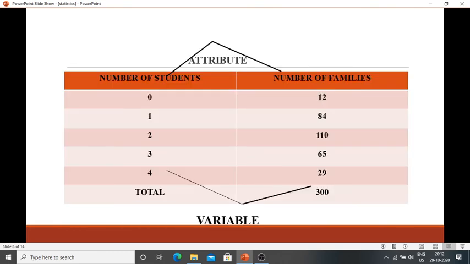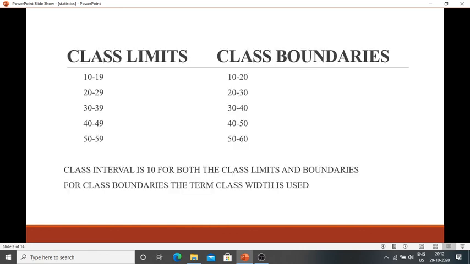Now we need to know what is an attribute and what is a variable. Suppose there is a given table, all the qualitative things that are given are attributes, and the numbers or quantities are variables. So this is an example of an attribute and variable. And we must know what is an attribute and variable to analyze and understand any type of data. Now we have already talked about classification and tabulation of data.